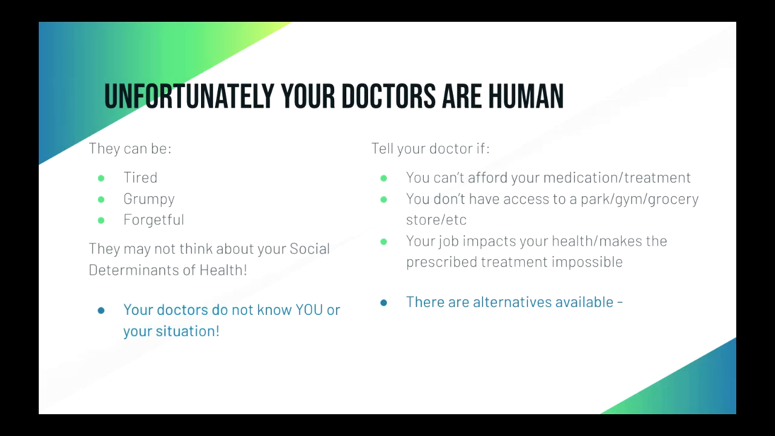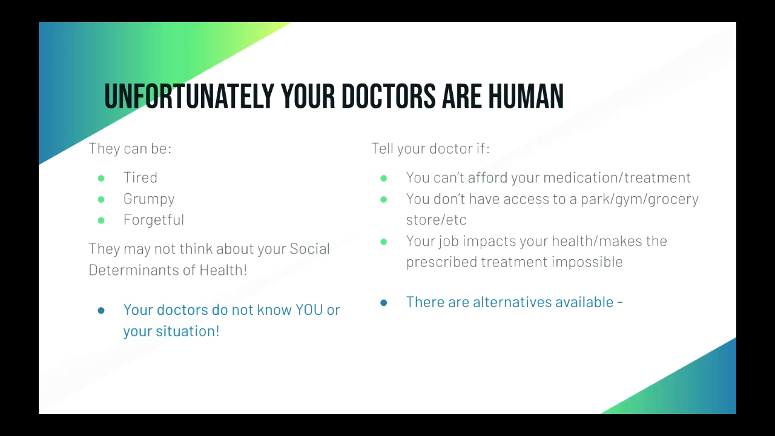So why does all of that matter? Why do you even need to know about the social determinants of health? It's because, unfortunately, your doctors are human, just like you. They can be tired or grumpy or forgetful, and they don't know you or your specific situation. So you need to tell your doctor if you can't afford the medication or treatment that they prescribe.